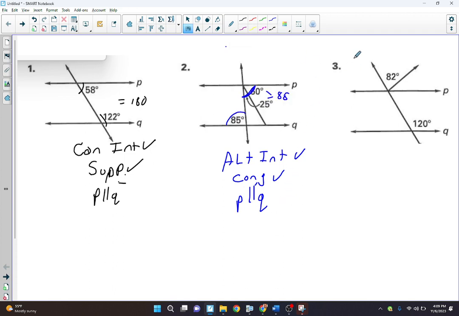Number 3. 82 and 120. This one's 82, but I have no clue what this is. So even though this is 120, this does not give me enough information. Even if I try to say they're corresponding or anything, I don't have enough information here. So I cannot say P is parallel to Q. There's not enough information. If the question asks, can you tell P and Q are parallel in this situation, and if so, why, in this case you just say no. You don't need a reason for that.